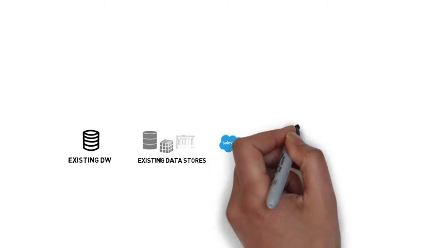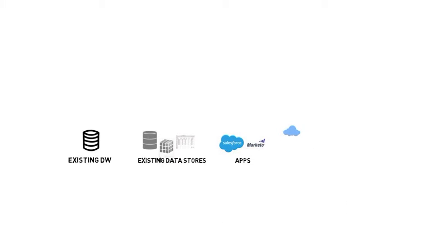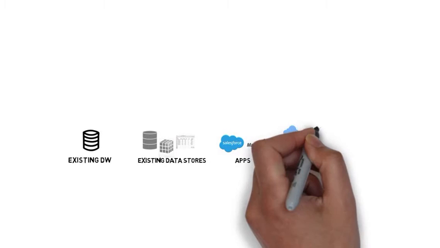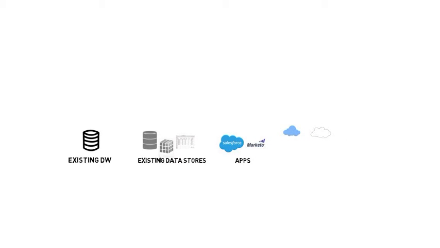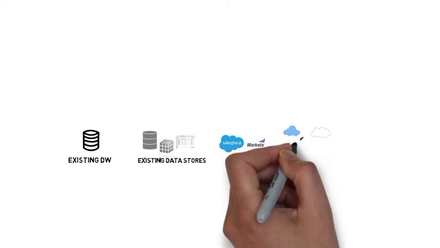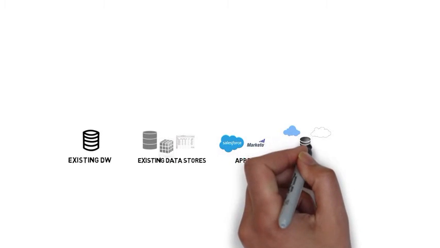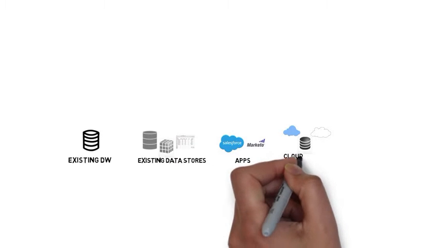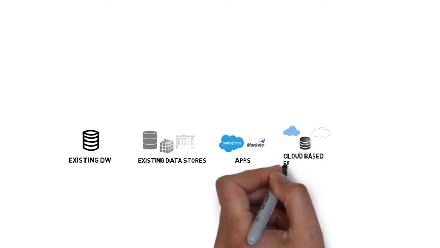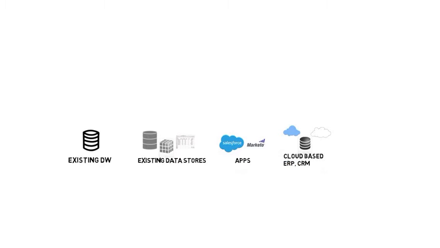There are other cloud-based ERP systems such as NetSuite. There are other cloud-based CRM systems. You may be using Google Analytics data feeds. All of these data feeds form part of your enterprise data structure. We're going to leverage it. We're going to make that information available in a timely manner to the users.